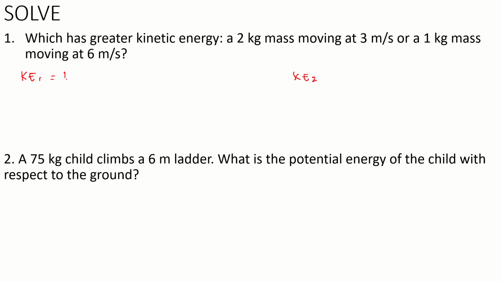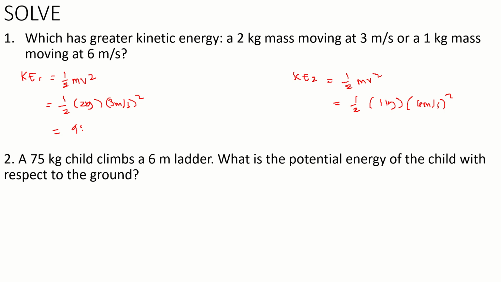So, this is 1 half mv squared. This is also 1 half mv squared. So, dun sa mass ng isa, meron tayong 2 kilograms, while yung velocity naman ay 3 meters per second squared. Dito naman, 1 half times 1 kilogram, the velocity is 6 meters per second squared. So, pag tinignan mo pa lang, medyo mas lamang na kaagad yung 6 meters per second. But let's try to evaluate.